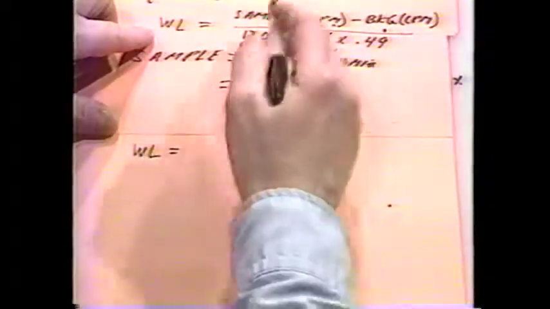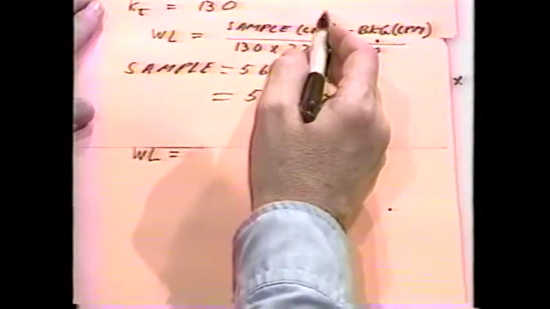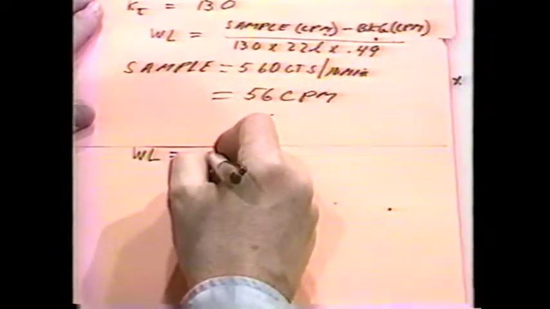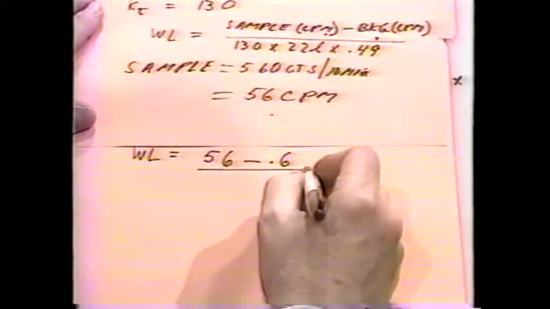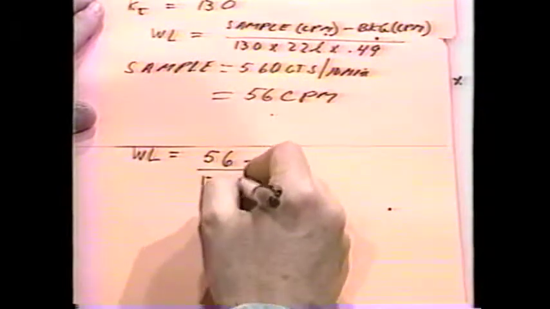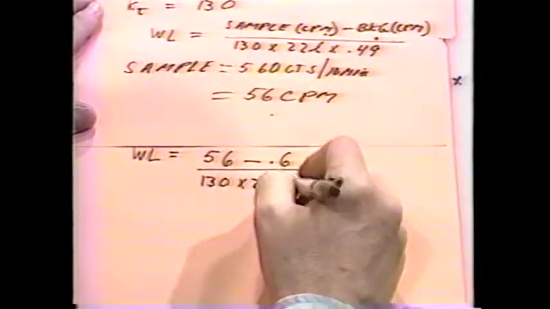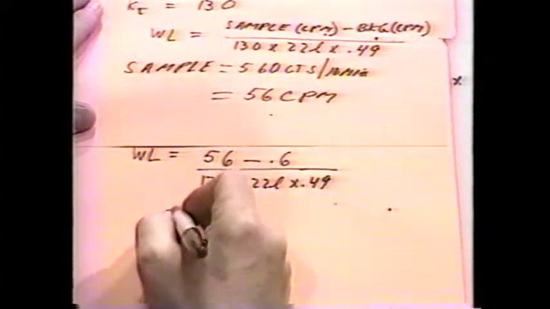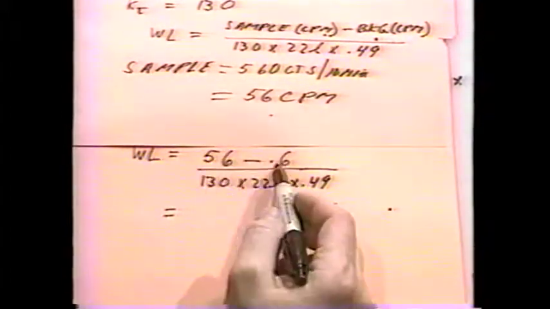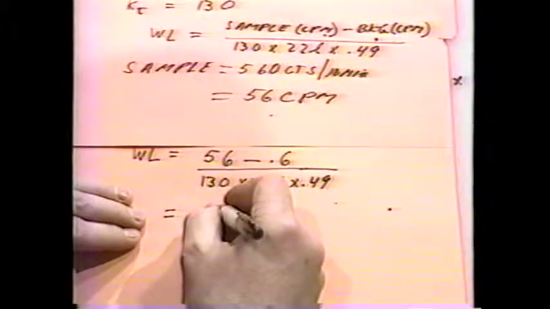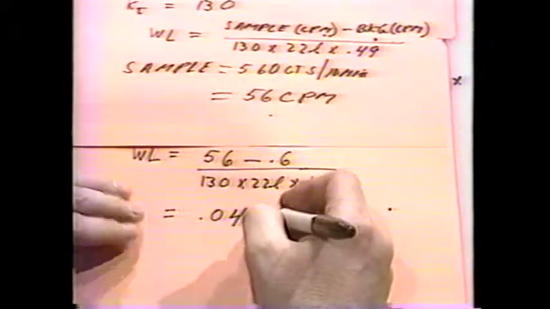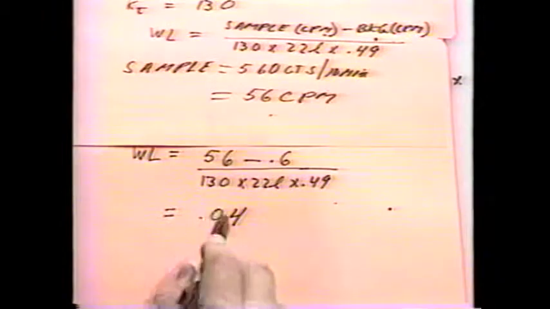So let me write this equation again here. The working level comes out to be the sample counts per minute, right here, which is 56, minus the background, which we determined to be 0.6, divided by the time correction factor, the volume of air drawn over the filter paper, and the efficiency of the system. Now 56 minus 0.6 is of course 55.4, and divided by 130, 22, and 0.49, if you work that out, comes out to be 0.04, and so the working level is 0.04.